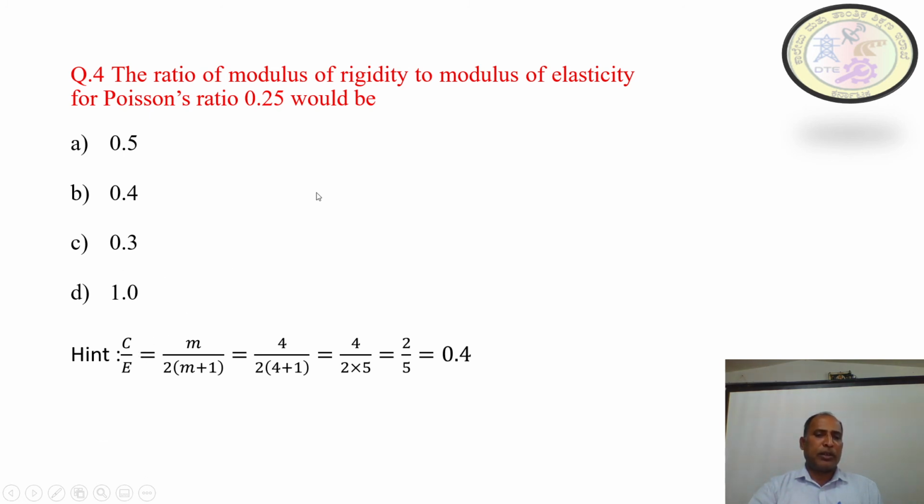So you should remember C is equal to mE divided by 2 into (m plus 1). So bring that E in the denominator to the left hand side, that is C by E, and the remaining thing on the right side is m divided by 2 into (m plus 1). And you should know that Poisson's ratio is 1 by m, that is equal to 0.25. So m is equal to 1 by 0.25, which is equal to 4. So the value of m will be 4.